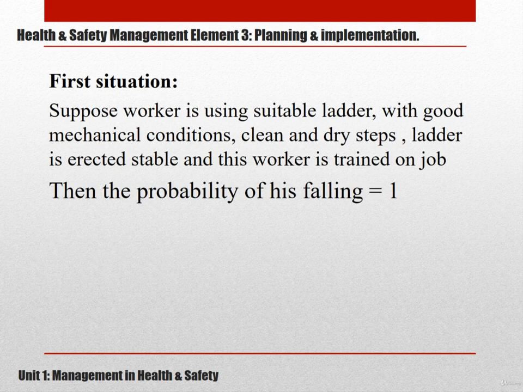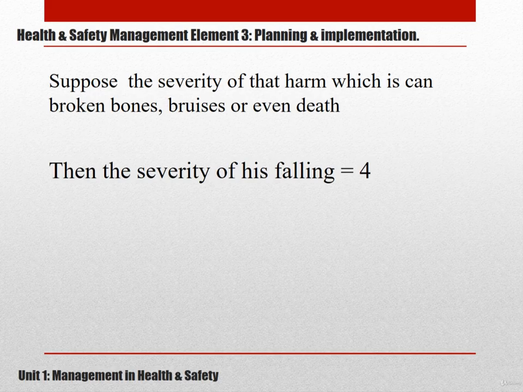Suppose the worker is using a suitable ladder in good mechanical condition. This ladder is clean and dry, the ladder is erected stable, and this worker is trained on his job. This worker is subjected to a falling hazard. This is an ideal condition, so the likelihood score will be 1. According to this falling hazard, the severity can be broken bones or bruises or even death. So we will give it a constant score in all conditions, which is 4 out of 5.